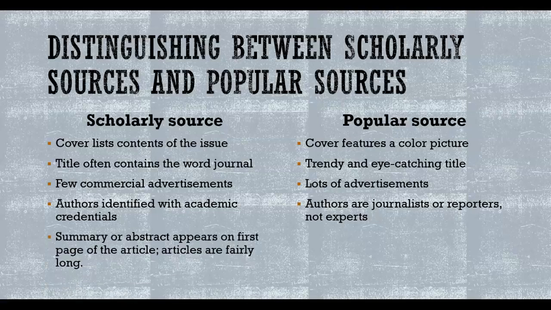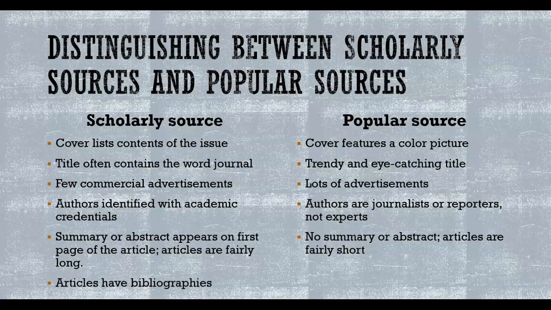A summary or abstract appears on the first page of scholarly articles, and the articles are fairly long. Popular source articles are generally short and they do not provide abstracts or summaries. Scholarly sources always cite their sources and provide bibliographies. Popular sources do not provide bibliographies.